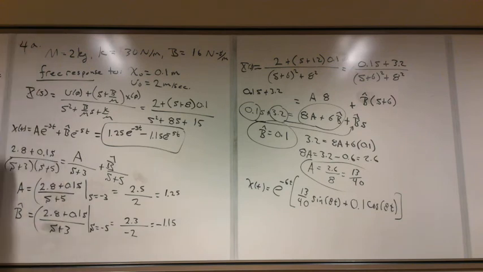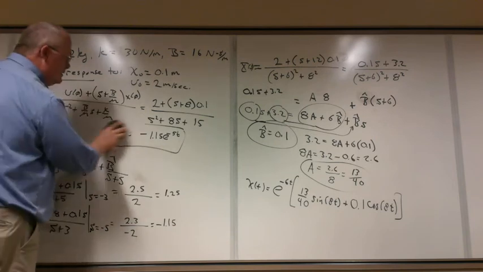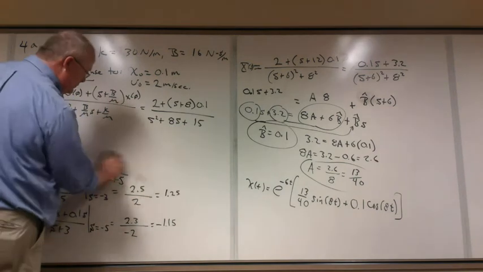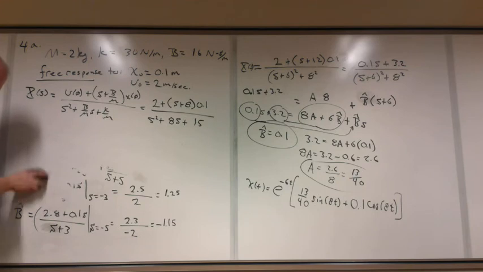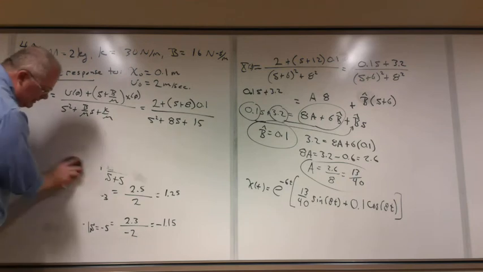4a. This is Gonzo. And of course, 4a, we've done 2 overdamped. We've done 1 underdamped. Naturally, this one should be underdamped.